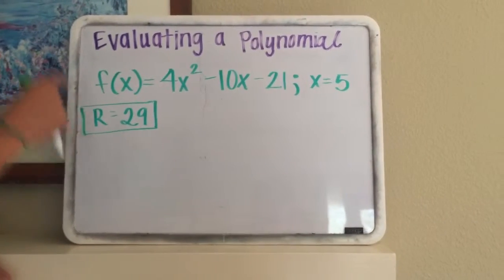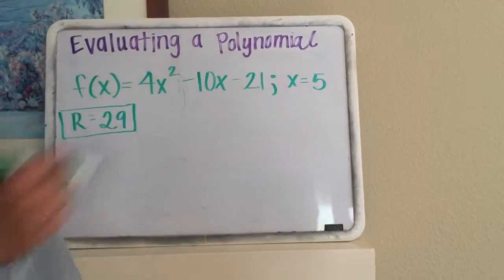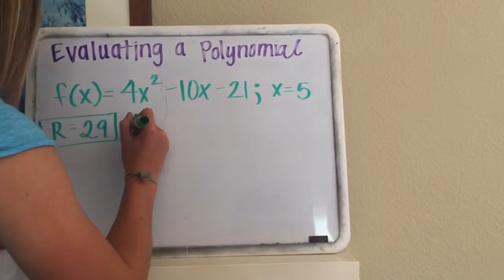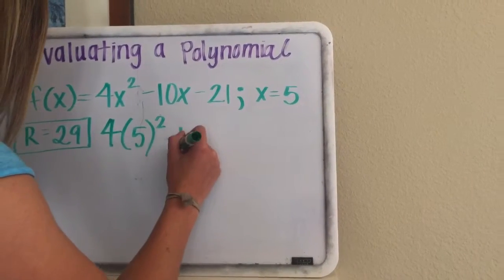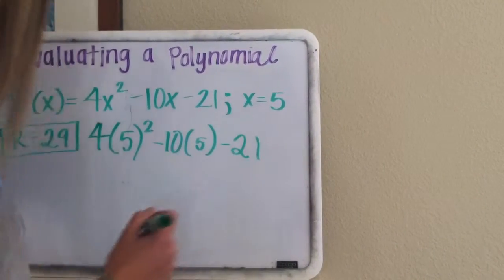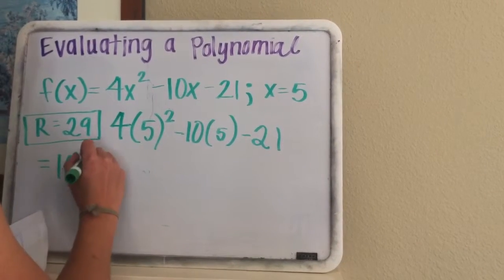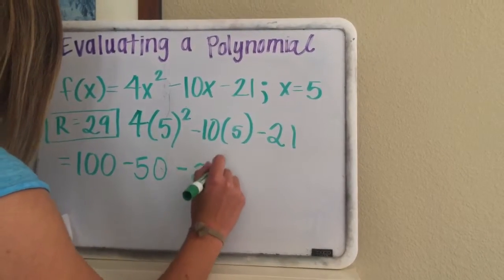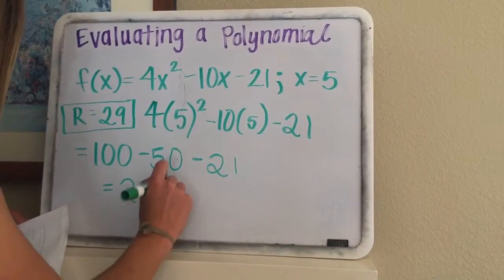So we know our remainder is 29, but we can check our answer by substituting our x value into the original function. So 4 times 5 squared minus 10 times 5 minus 21. So 4 times 5 squared equals 100, minus 50, minus 21, which is equal to our remainder, 29. So we know this answer is correct.